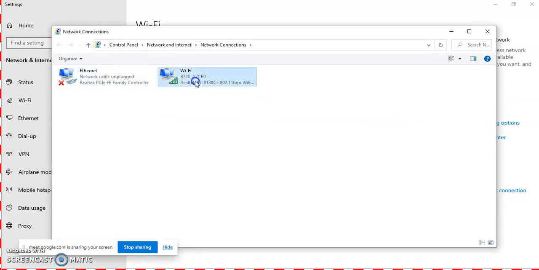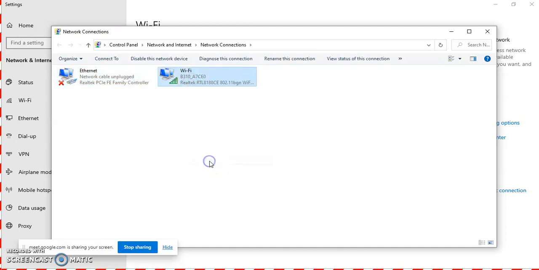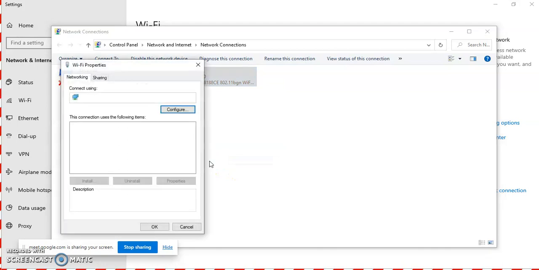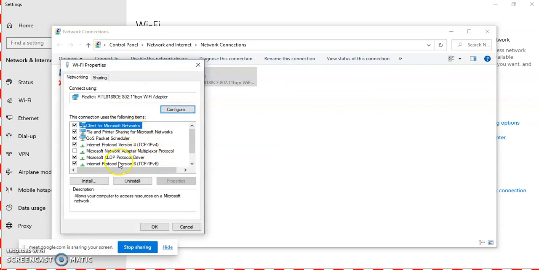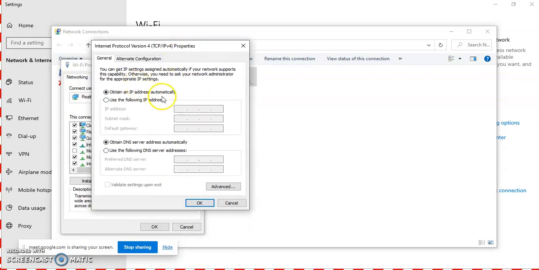Okay. So, Wi-Fi mo ka, no? So, Wi-Fi. So, ako ang IP version 4, ang bantay mo, obtain IP address automatically. So, therefore, the computer will generate me my own IP address.